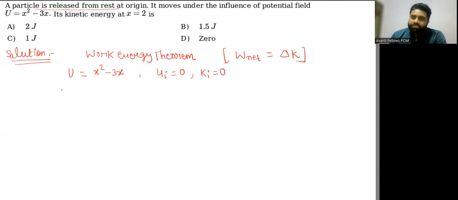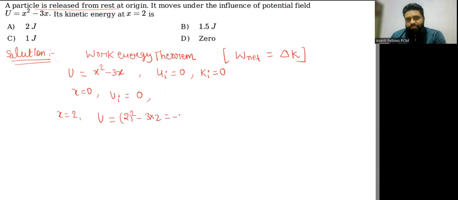If initial velocity is 0, the initial kinetic energy will be 0. If you talk about the initial potential energy, put x equals 0 for U initial, so U initial is equal to 0. But what is the potential energy at x equals 2? Put the 2 in this expression, so you will have 2 square minus 3 into 2, which results in minus 2 joule.